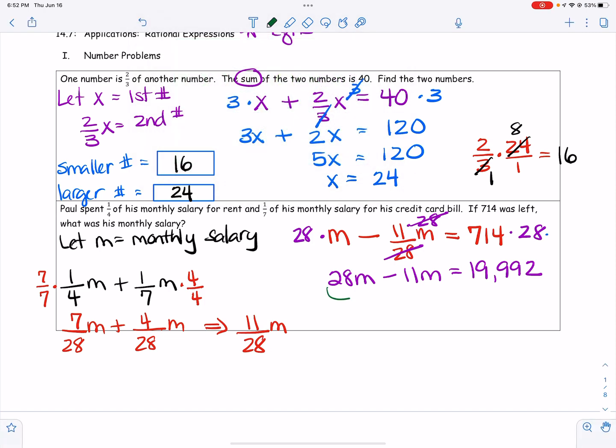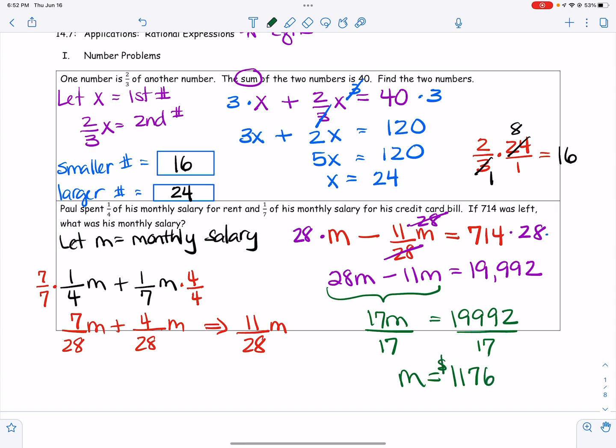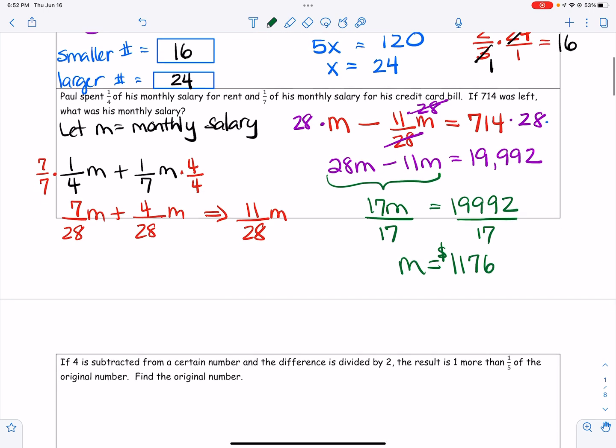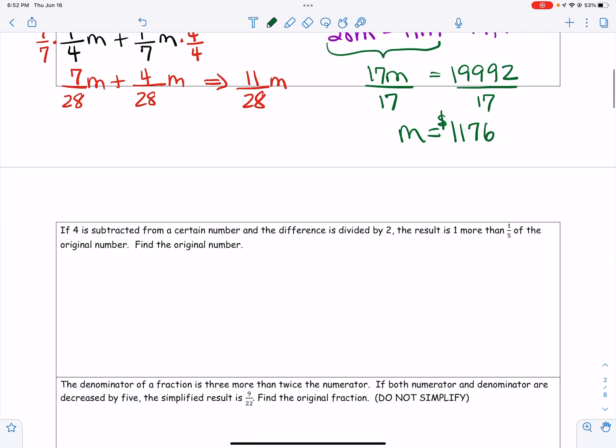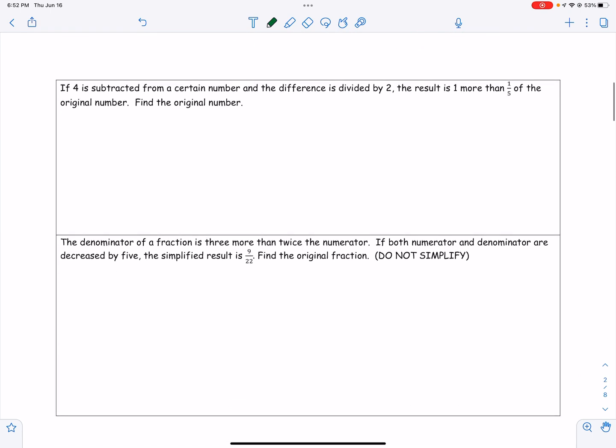Simplify, collect my like terms. 28 minus 11 gives me 17m equals 19,992. Divide by 17, and m is equal to 1,176. And that's his monthly salary, okay? All right, the next one.